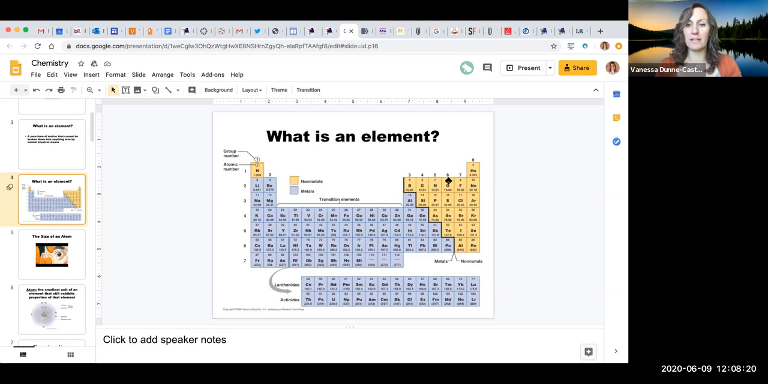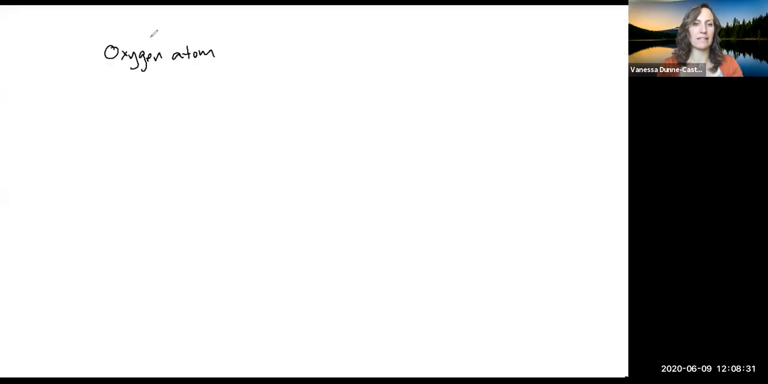many protons and how many electrons it has. There's also a number on the bottom that says 16. This is the molecular weight of that element, but we're going to focus on the number 8, which is the number of electrons and the number of protons that thing has. All right, again.